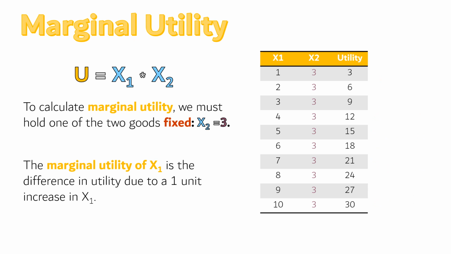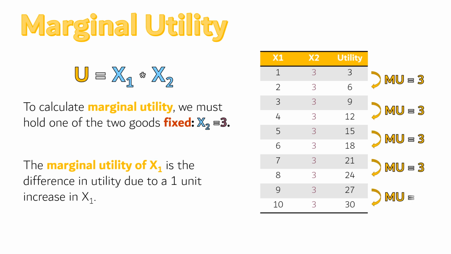And this change happens again when x2 is equal to 3. Now, 3 is the marginal utility of x1. If you've taken any calculus, this won't surprise you. We find marginal utility by taking the derivative of the equation. But you don't need calculus to see the result for this utility function.